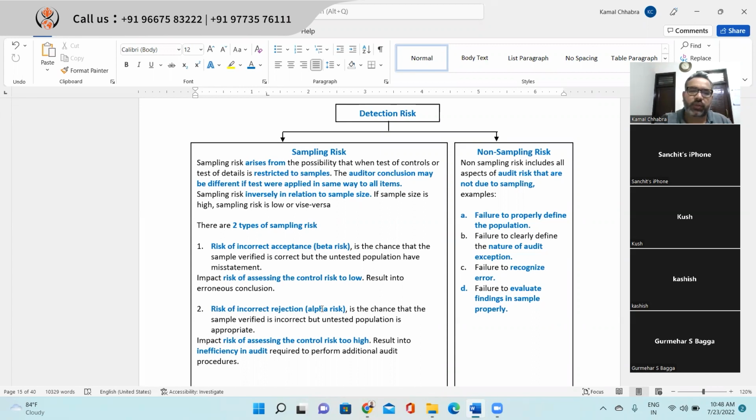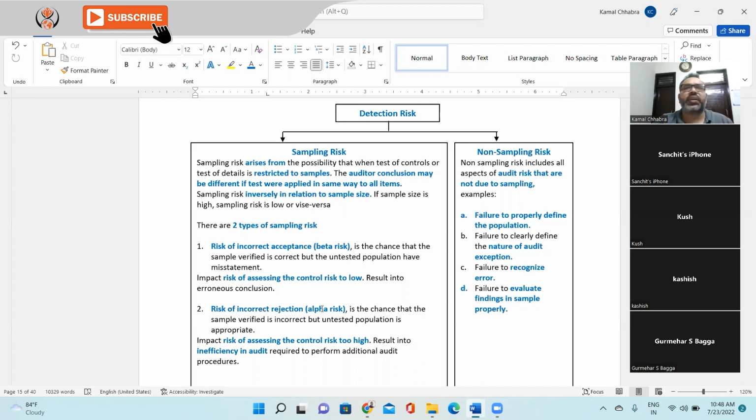What is sampling risk? So far we have discussed all those non-sampling risks. Sampling risk arises from the possibility that when a test of control or test of detail is restricted to samples. That means you are testing only the sample, and based on the sample you have tested, you are concluding whether the controls are operating effectively or not, whether there is misstatement in the entire population or not.